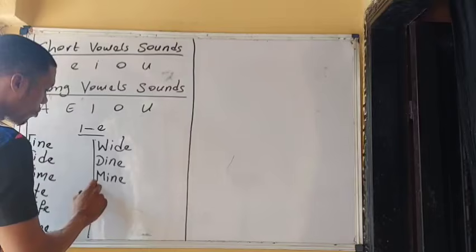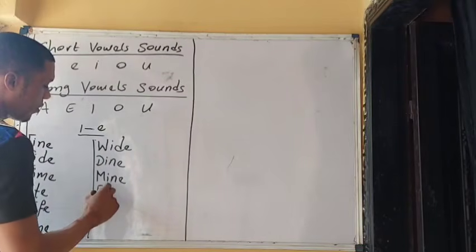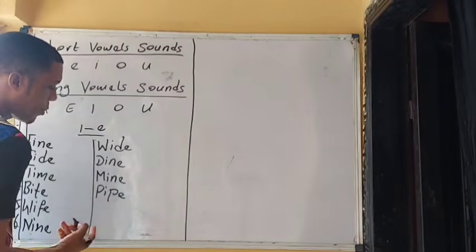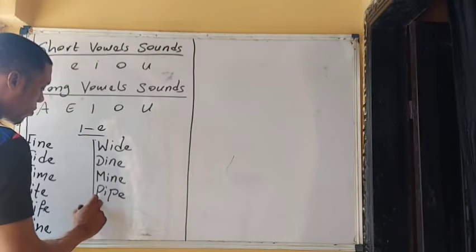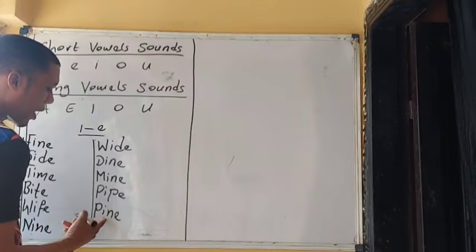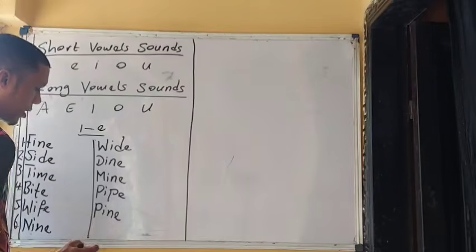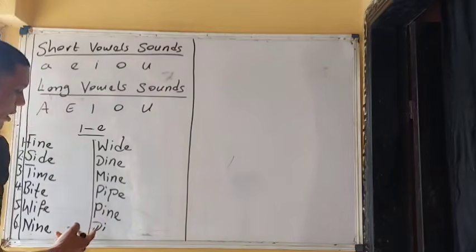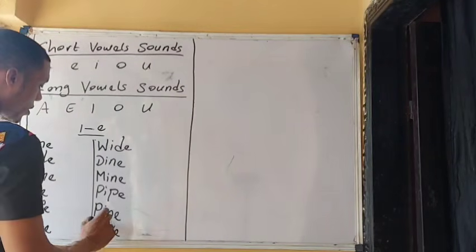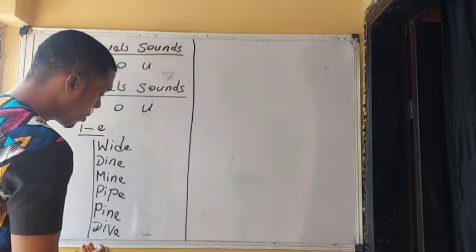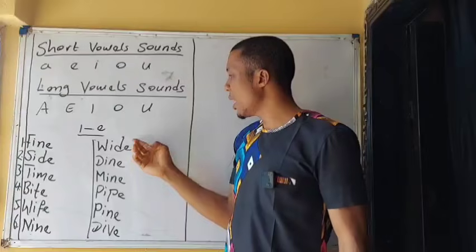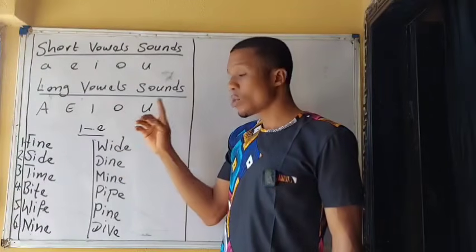Next one, we have p-i is "pi". If I add p-e, it becomes what? Pipe. p-i is "pi". If I add n-e, it becomes pine. d-i is "di". If I add v-e, it is dive. Is that understood? Dive. So as you can see, it is this letter E that is changing this letter to the "I" sound.